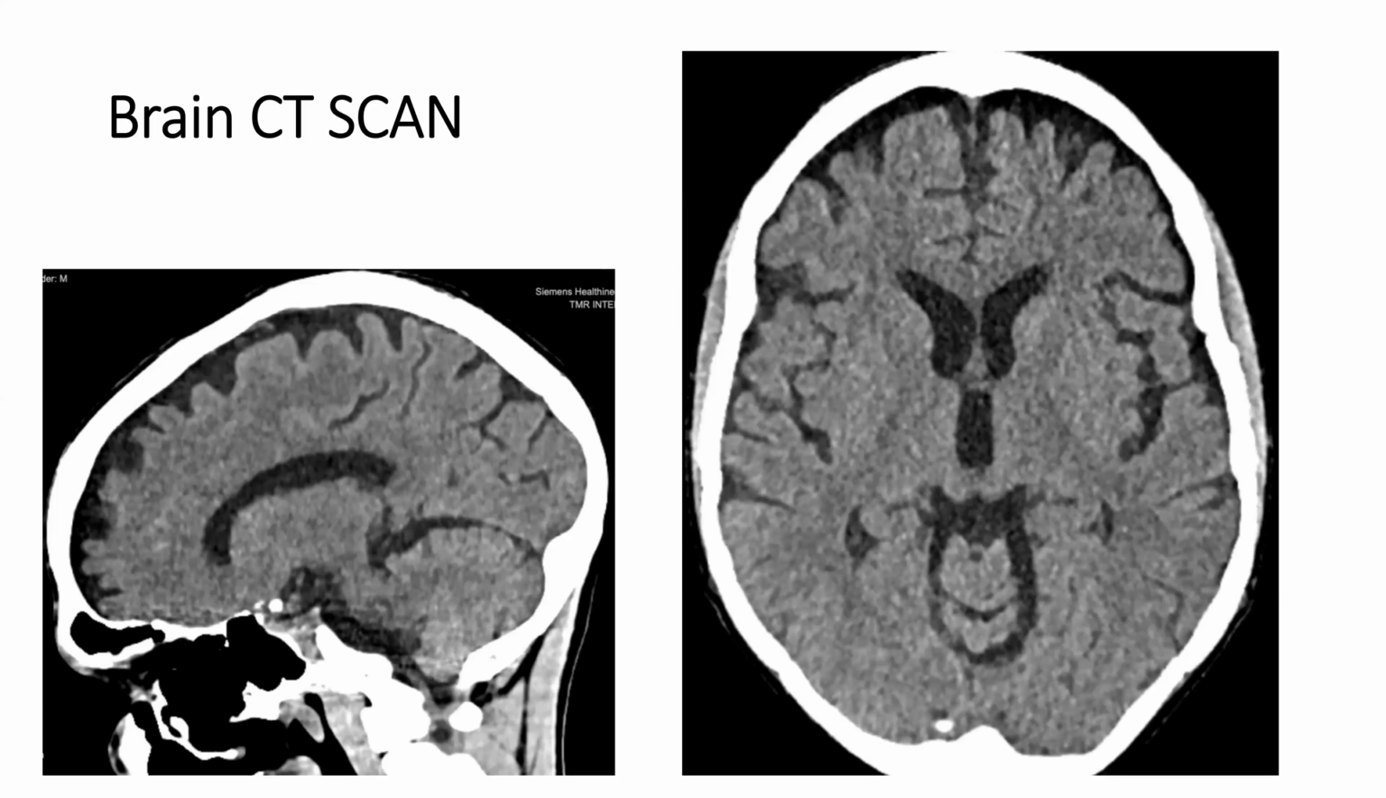So later on, we had the brain CT requested, and we can see the extensive brain atrophy. And this is a 28-year-old male, but he has a brain of a 75-year-old.